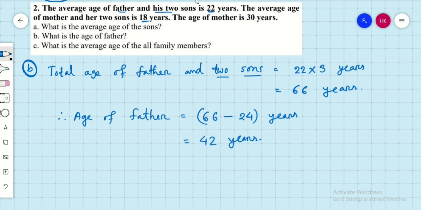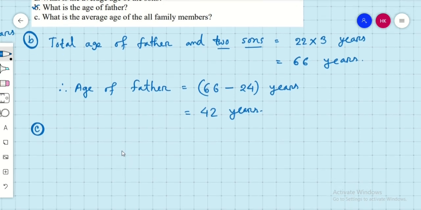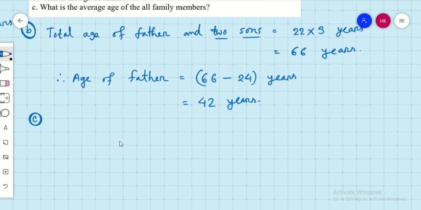So this is the answer of number B. Now we move on to our next question, question number C. What is the average age of all family members? Number C asks for the average age of all family members. That means we need to write the formula at first, because if we don't write the formula, you cannot get full marks. So at first we write the formula.